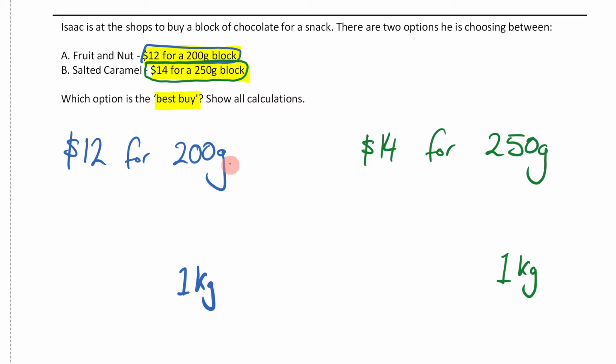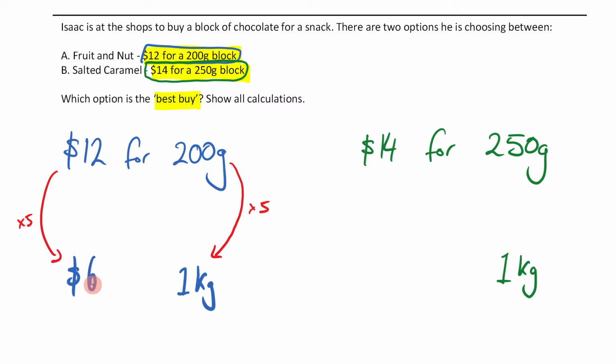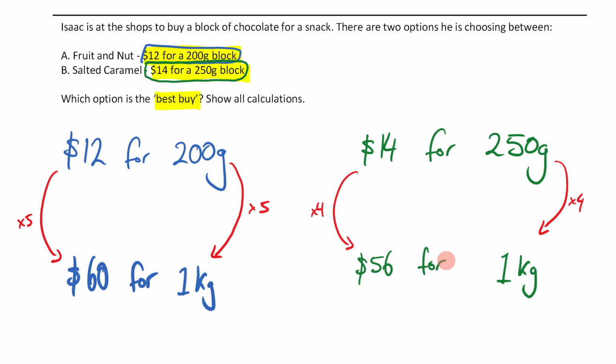So now I've got to figure out, how do I make 200 grams into 1 kilo? Well, I know that there's 1,000 grams in a kilo, so I would have to times it by 5. I would times this side by 5. 12 fives are 60, so this is going to be $60. Then over here, 250 times 4 is a kilo, so I'll times that by 4. 14 times 4 is going to be 56. So this will be $56 for 1 kilo.